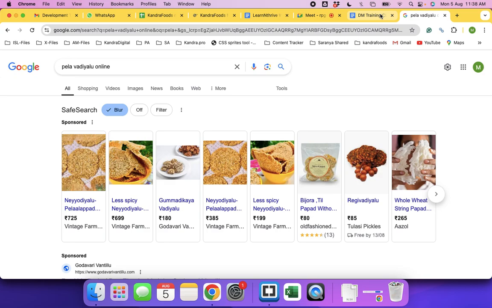Okay. What is the next thing you're going to do? Next step. So here, just click on continue. In the next step, you will be picking the campaign type as shopping.